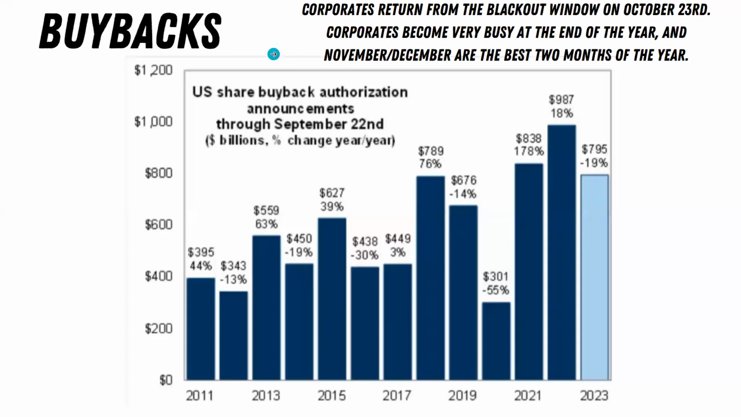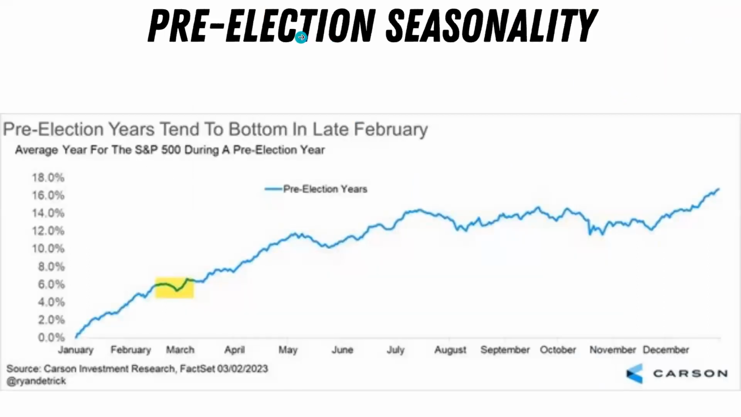Buybacks: basically, corporations have returned from the blackout window on October 23rd. They become very busy at the end of the year, and November and December are the best 2 months of the year. Investors and Wall Street are going to like these announcements of buybacks. They're going to appreciate these, and this is something that's going to be, in my opinion, a bullish catalyst. But one of the biggest factors that I've been bullish on for an end of year rally, and really bullish on the stock market overall, has been pre-election seasonality. Now, there are lots of different seasonality things to look at, but the midterm pre-election seasonality did a great job of calling the bottom in October.